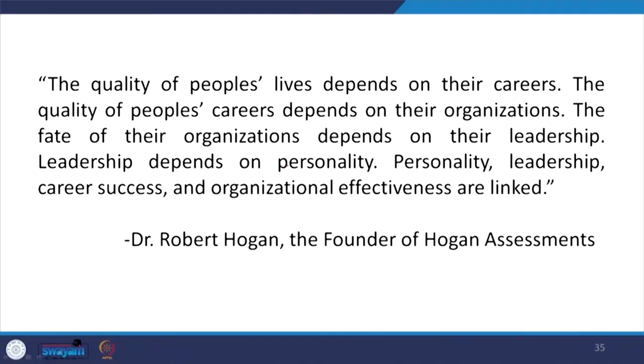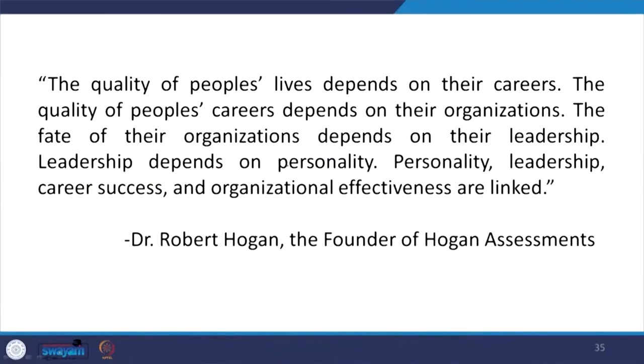The quality of the people's lives depends on their careers, the quality of people's careers depends on their organizations, right? So therefore, whenever you have a high career, then definitely you will find a high quality of life, and the quality of people's careers depends on their organization. A high level of organization means high careers will be there. The fate of their organization depends on their leadership. Leadership depends on personality, and personality, leadership, career success and organizational effectiveness are linked.